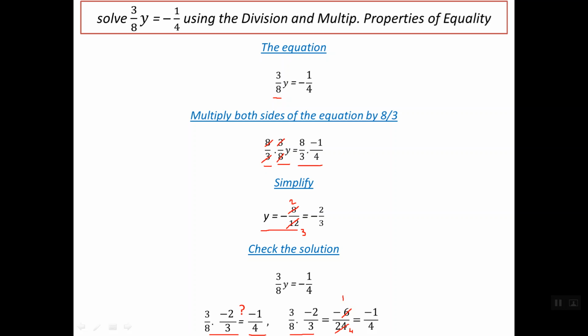That's all about solving a linear equation by using the division and multiplication properties of equality.